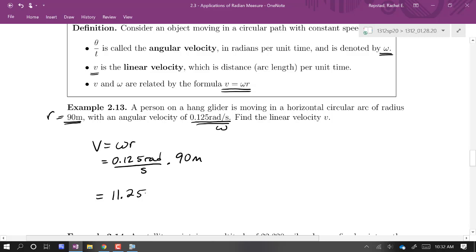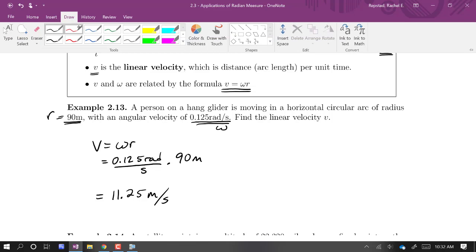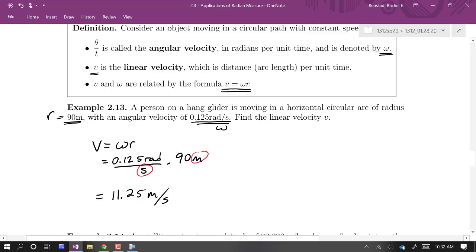Meters. Meters per second, yeah. So the radians are dimensionless. We lose those, but we end up with meters per second.